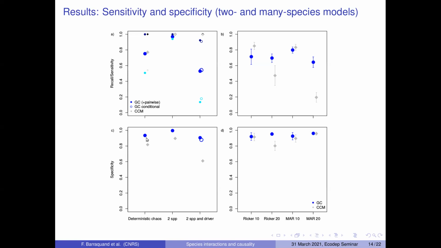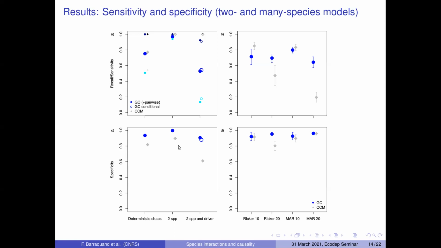And in terms of specificity, Granger causality works a little better than convergent cross mapping, but it's overall the same thing. So this is quite surprising, because in this case, we expected convergent cross mapping to work perfectly and Granger causality to not work at all, because it wasn't developed for that.